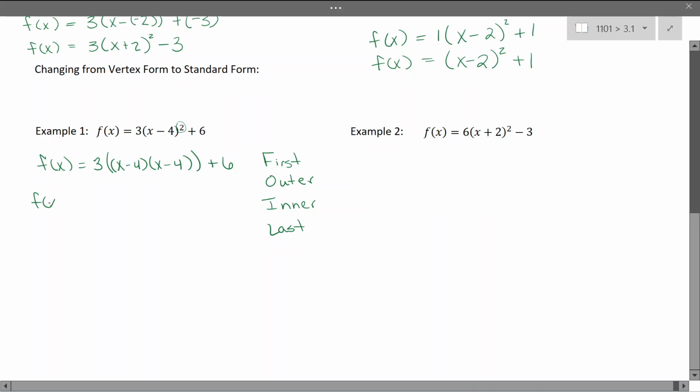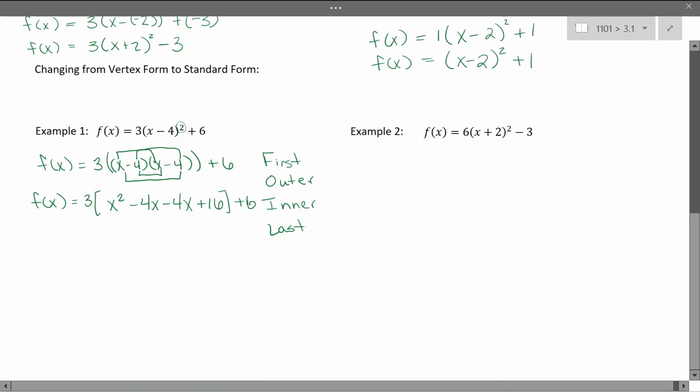So we're going to have f of x equals 3 times, we have x times x for our first, which gives us x squared. And then we have outer, which is x times negative 4, so negative 4x. We have inner, which is negative 4 times x, which gives us negative 4x. And then we have last, which is negative 4 times negative 4, giving us positive 16. And don't forget your plus 6 at the end.